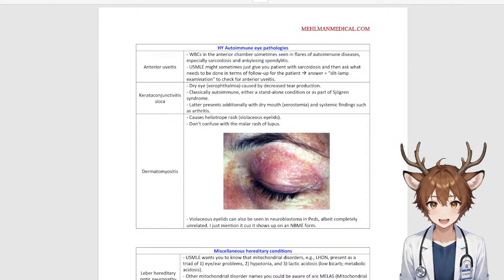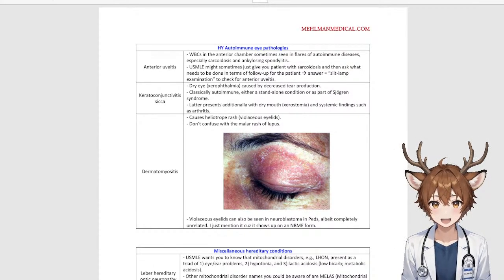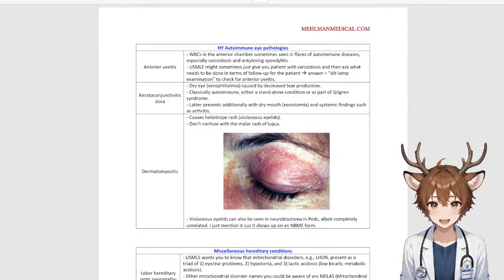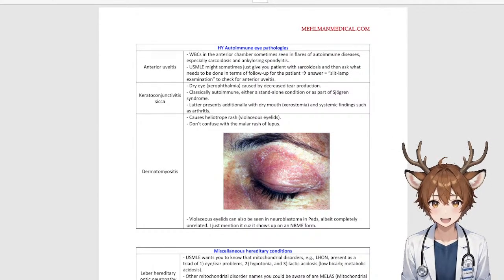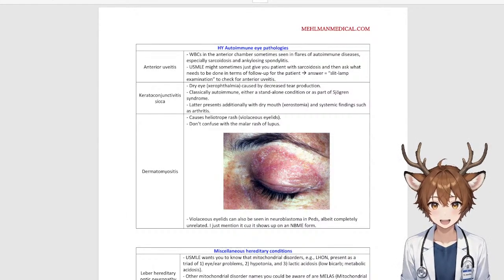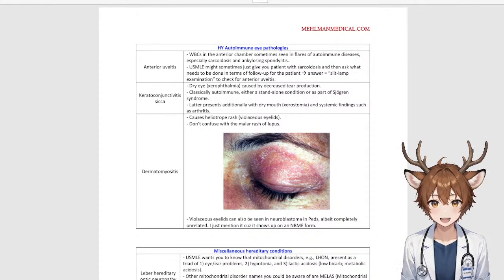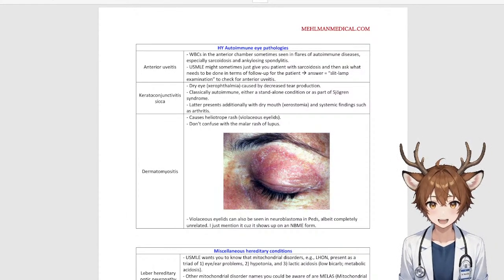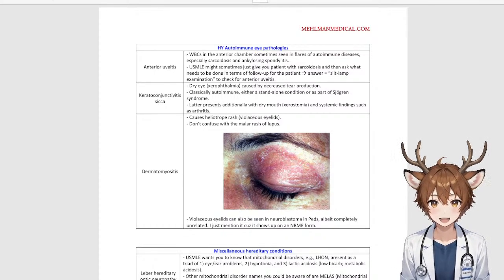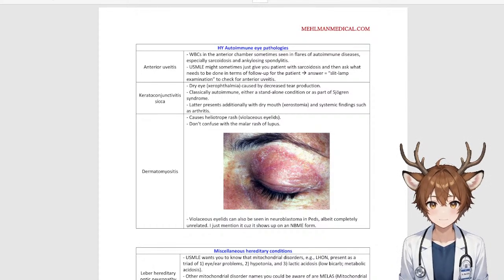What about keratoconjunctivitis sicca? Dry eye or xerophthalmia caused by decreased tear production, classically autoimmune, either a stand-alone condition or as part of Sjogren's syndrome. The latter presents additionally with dry mouth, xerostomia, and systemic findings such as arthritis.